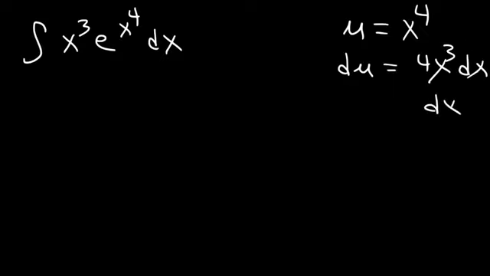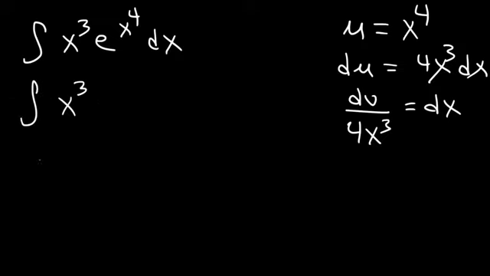And then, as always, solve for dx. If you don't do that, you can easily make a mistake. So I recommend, in this step, isolate dx. It'll save you a lot of trouble later on. So dx is going to be du over 4x cubed.